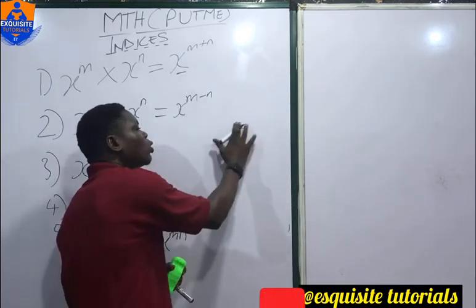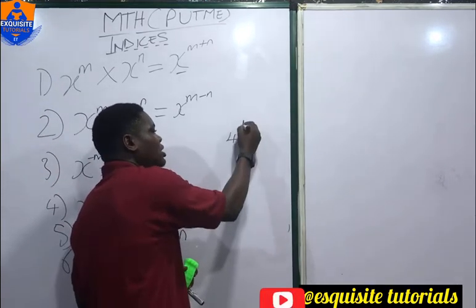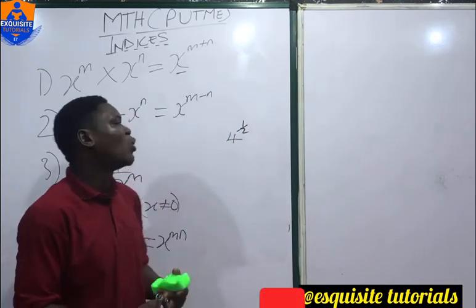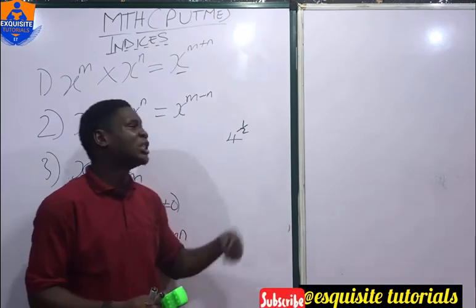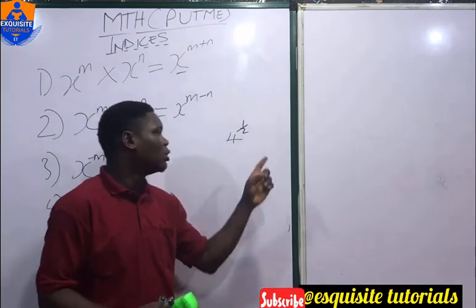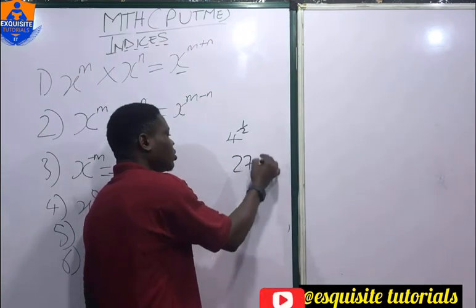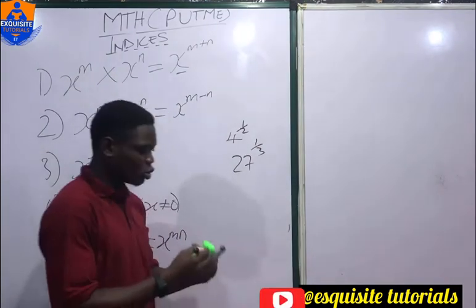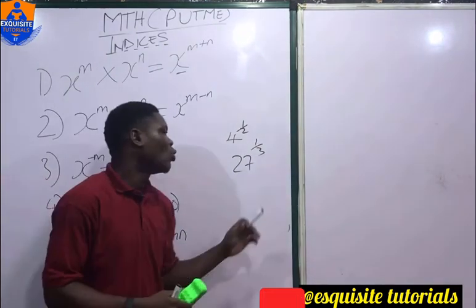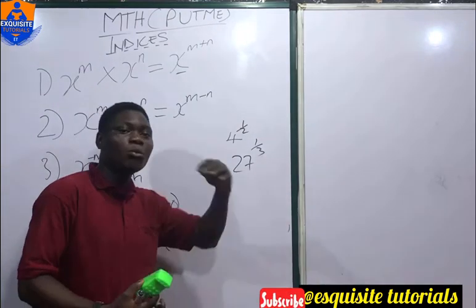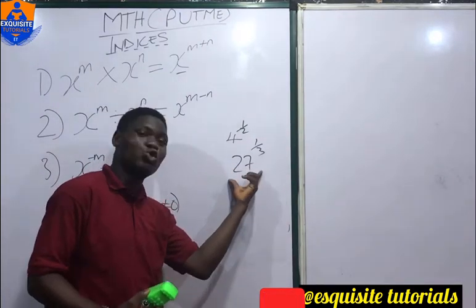But now we are no longer putting it that way. We are putting it like this to show that we are not doing 4 times 4 twice. We are actually looking for a number that will multiply itself twice that will give you 4. Imagine I had written 27 raised to the power 1 over 3. According to the suggestion given, we are saying that what we are looking for is actually a number that will multiply itself 3 times to give you 27.